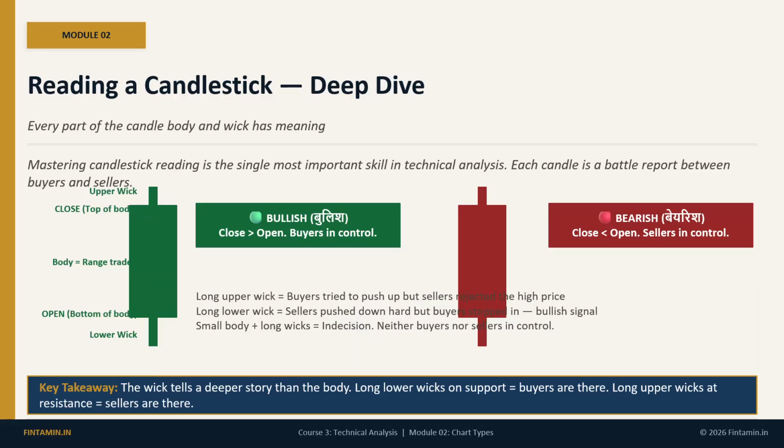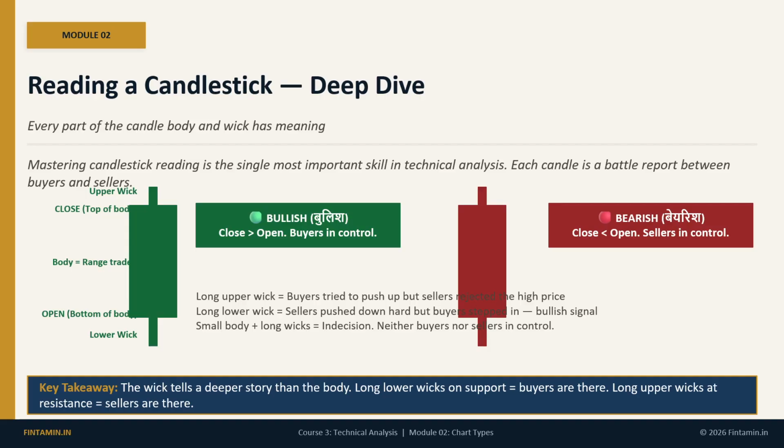Now, let us move forward to reading a candlestick. Every candlestick is a complete battle report between buyers and sellers for one time period. Let me decode every part of it. The body of the candle, the thick rectangular part, represents the range between the open and the close. A tall body means a decisive move in one direction. Buyers or sellers dominated the entire session.